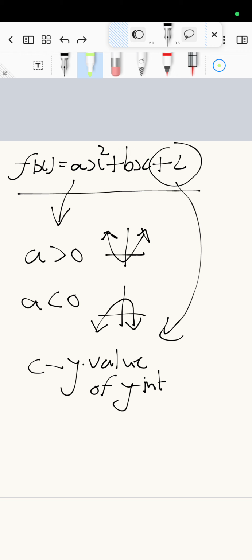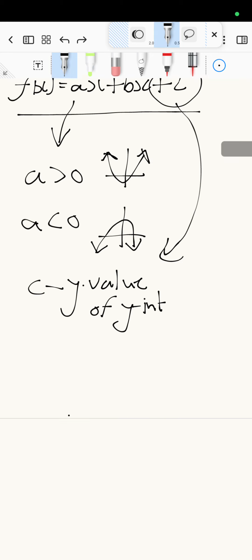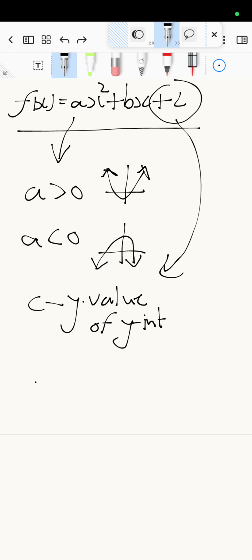Okay, so those are things that you can see just from the equation. You know what a is, you know what c is. A is going to tell you happy face, sad face. C will tell you the y value of your y-intercept. When you do have this form of the equation, then you can also use this equation: x equals minus b over 2a. Okay, I'll make another video where I show where we find this.